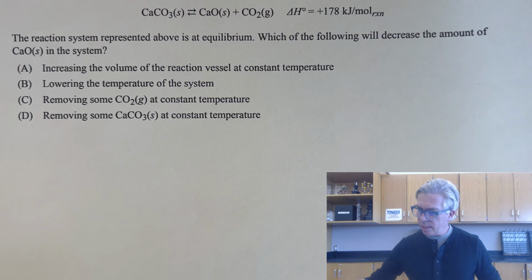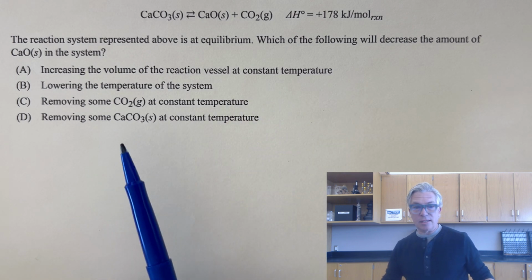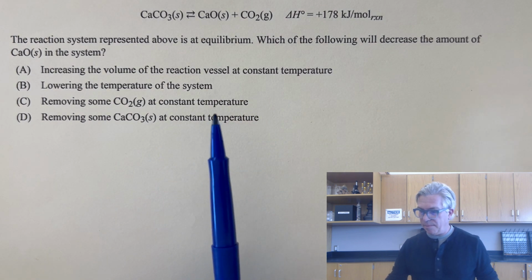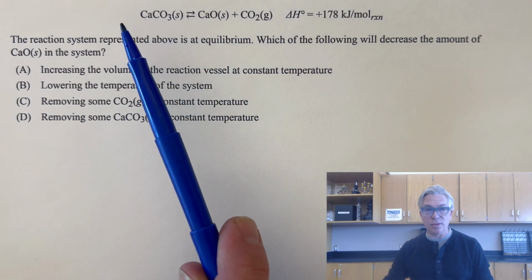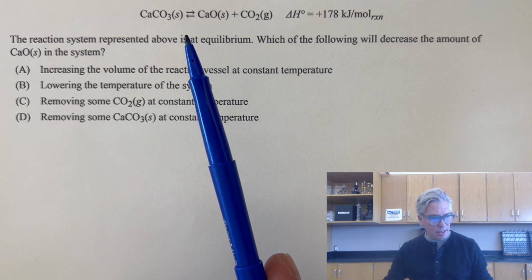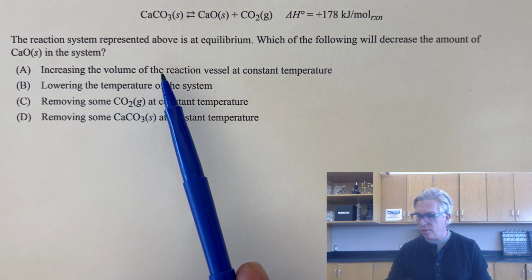The reaction system represented above is at equilibrium. Which of the following will decrease the amount of calcium oxide in the system? Okay, so decrease the amount of the product. So we want to make it go back to the left. Okay, and which of those choices is good? So increase in the volume.